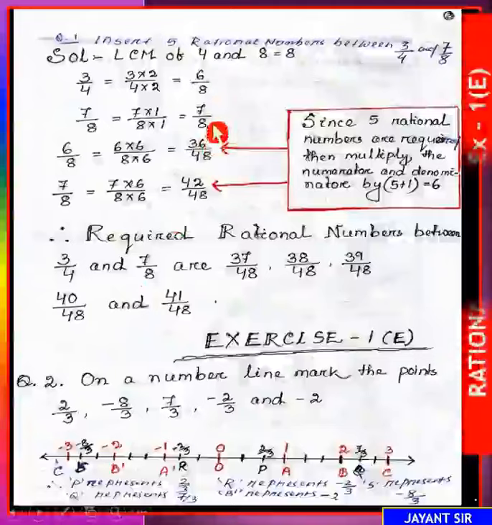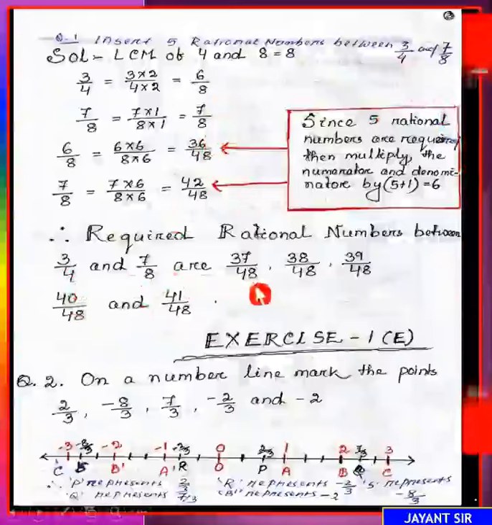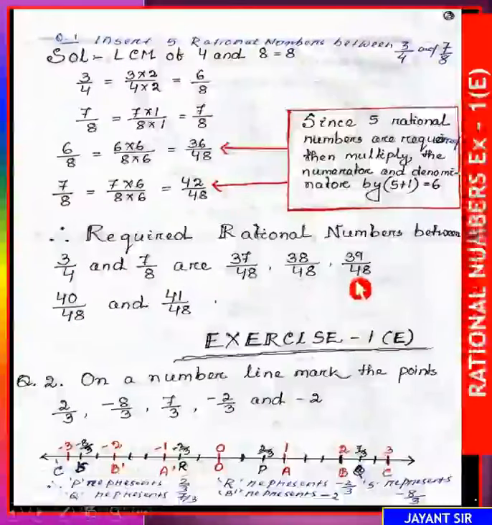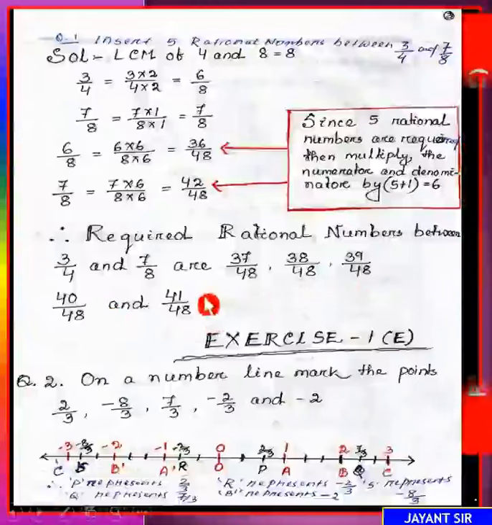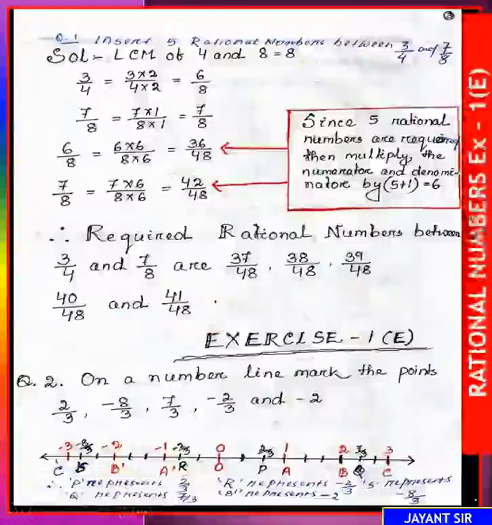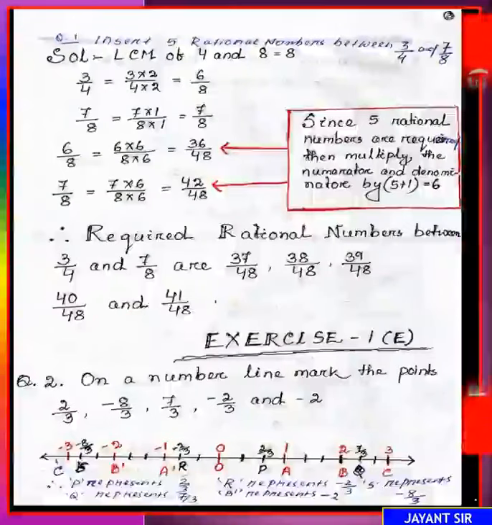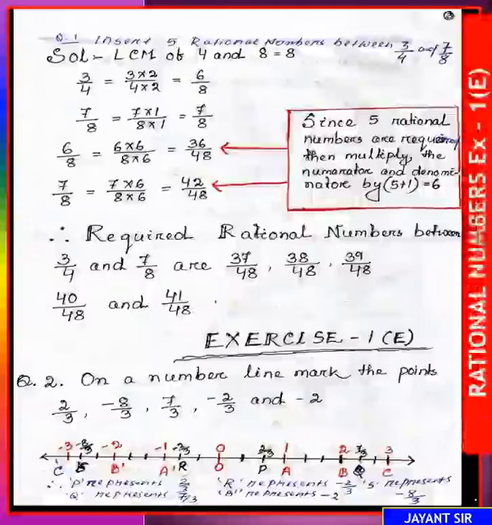So now you can write the required rational numbers between 3 by 4 and 7 by 8. Don't write 6 by 8 and 7 by 8, because the question gives 3 by 4 and 7 by 8. So you write the rational numbers between 3 by 4 and 7 by 8 as 37 by 48, 38 by 48, 39 by 48, 40 by 48 and 41 by 48. Now let's start example 18: insert 7 rational numbers between 5 by 6 and 7 by 9.